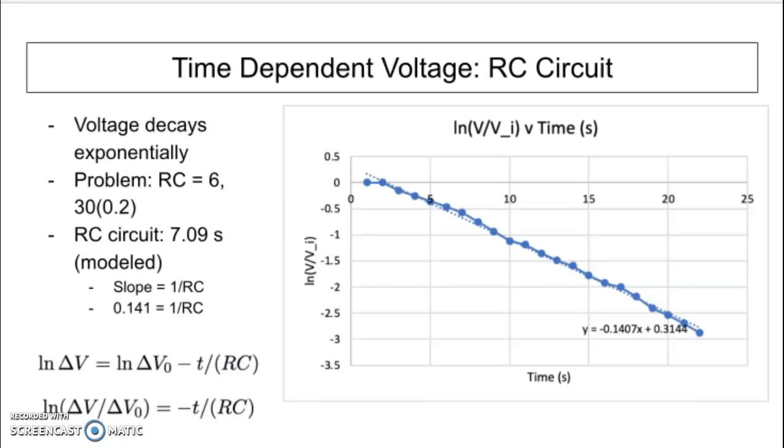Alright, so that time-dependent voltage, this goes back to that idea of the RC circuit creation. If you look at this graph we modeled, we have time versus the initial voltage as the quotient of the different voltages we recorded. So voltage decays exponentially. We used this graph to model this time dependence, and when we took the slope of this graph, we were able to calculate the RC circuit dependence on time, which we found to be 7, and from the problem, we found this to be 6.